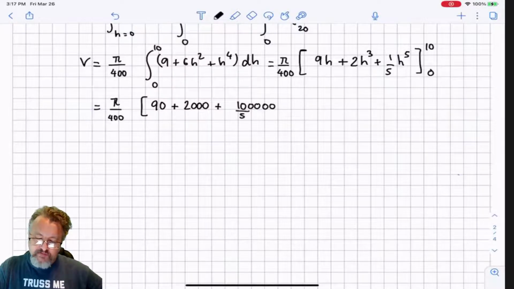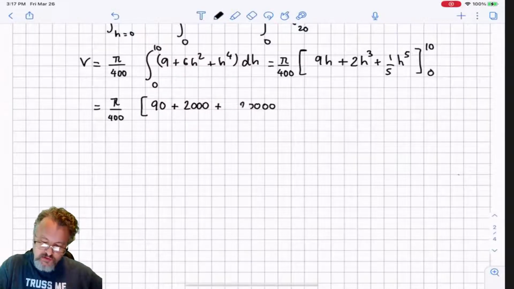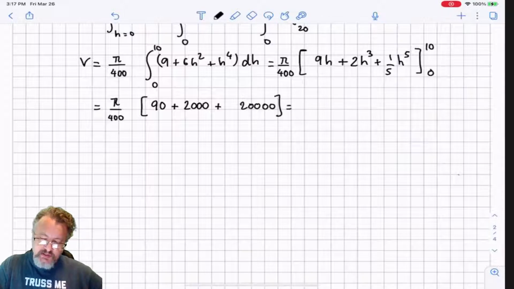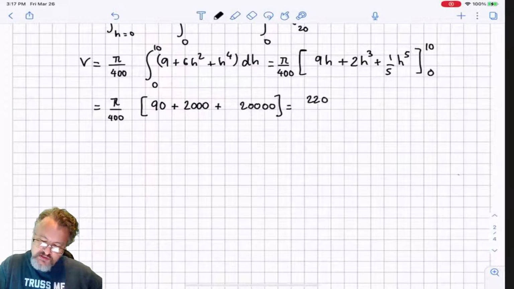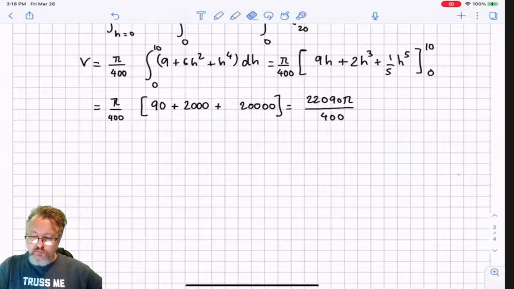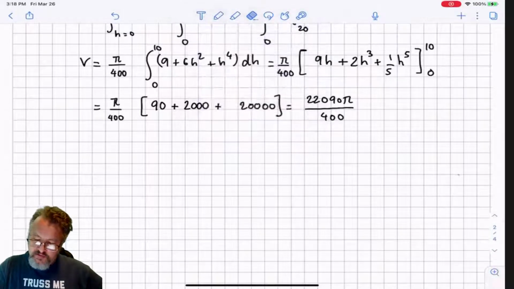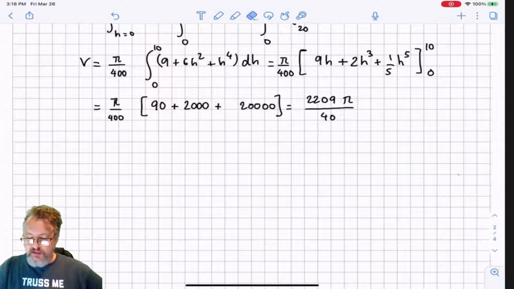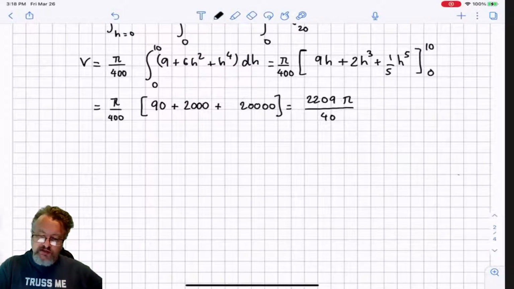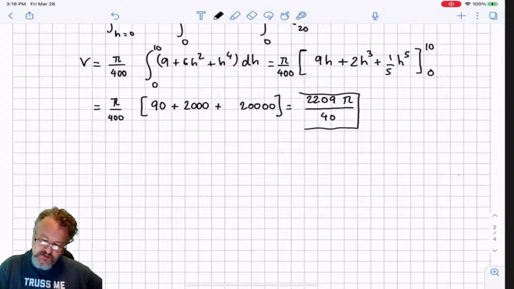And 10 divided by 5 right here, we know it's a 2, right? So 2 like this. So it's going to give us 20,000 plus 2,000 plus 90. So 22,090 pi over 400. I'll get rid of this 0 right here and this 0 right here. And that's going to be our answer for this part B.